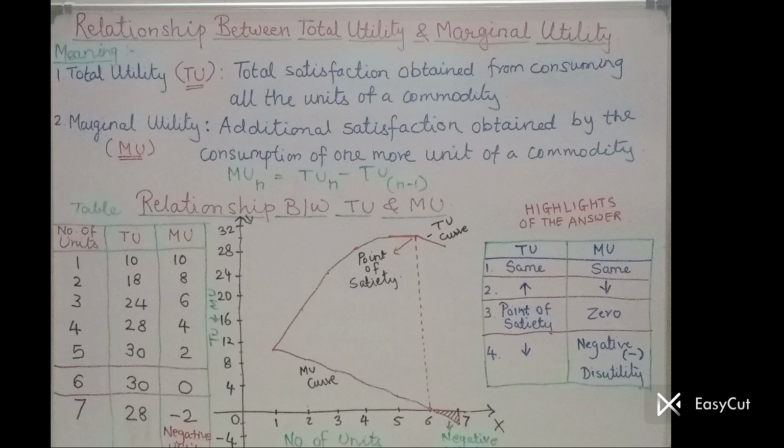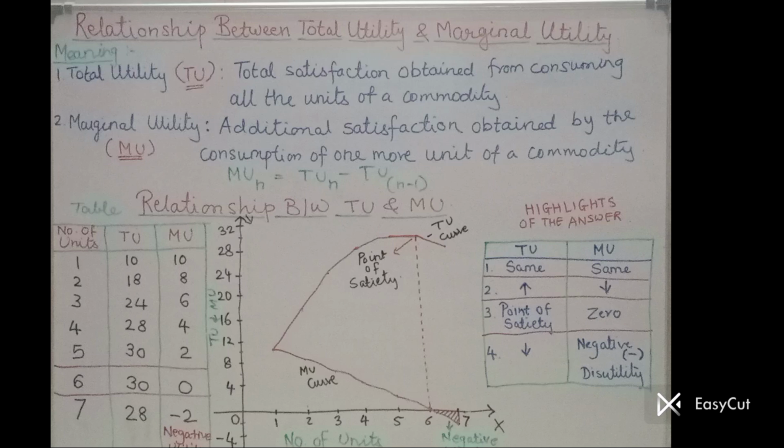So let us move on to the schedule or table. I have written it clearly on the board. For better understanding, I have taken 7 units so that everything is clear to you. So number of units 1, 2, 3, 4, 5, 6, 7 as it is written in the table. Then we have made 2 more columns, that is TU and MU, because we are establishing the relationship between TU and MU, total utility and marginal utility.